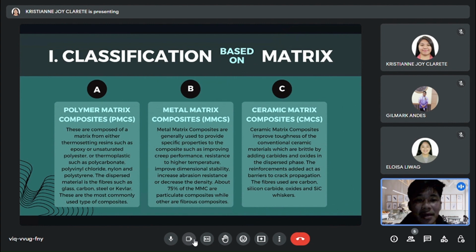Next, we have ceramic matrix composites or CMCs. Ceramic matrix composites improve toughness of the conventional ceramic materials, which are brittle, by adding carbides and oxides in the dispersing phase. The reinforcements added act as barriers to crack propagations. The fiber used are carbon, silicon carbide, oxides, and silicon whiskers.